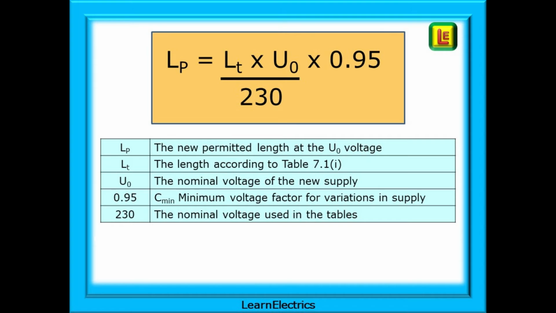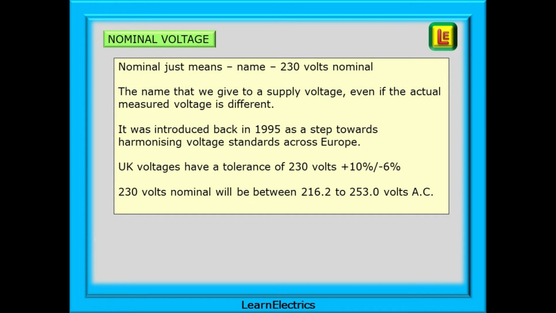Let's break down what the formula is telling us. You will see in the table below each of the values that we must enter in the formula. We can look at each of these terms and understand them. Nominal just means the name that we call it, 230 volts nominal, the name that we give to a supply voltage even if the actual measured voltage is different.